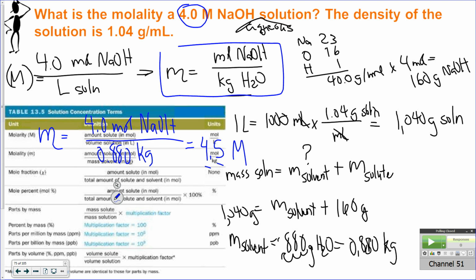If it's less than like a 10th molal, molarity and molality may be very close to one another. But when you get something that's got 4 moles in a liter, that's more than 10% of the mass. It's a lot of it. So you have to take that into account.